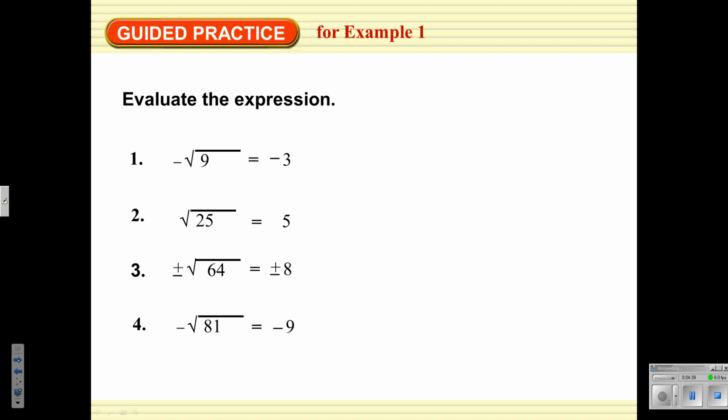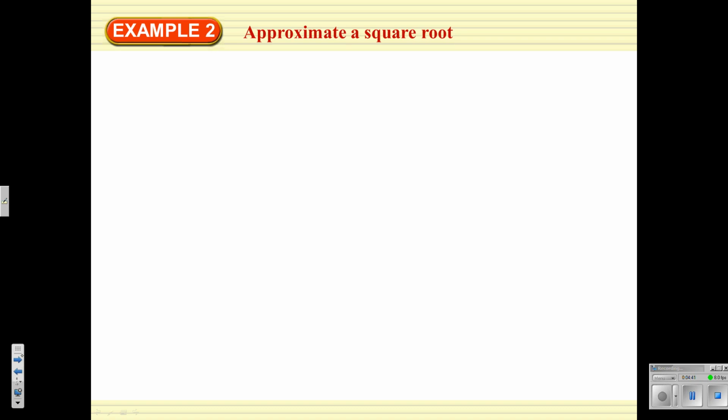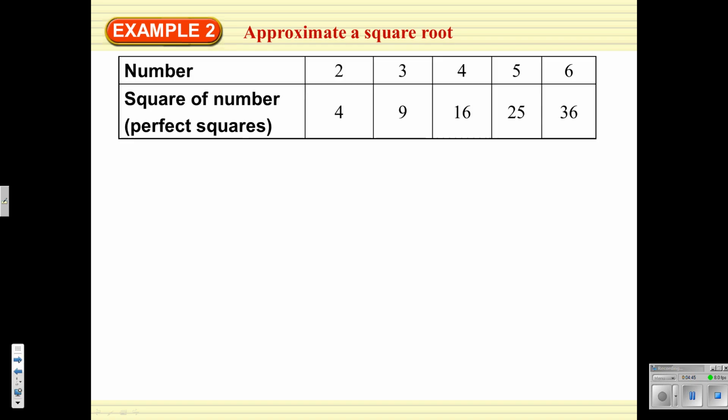Okay, our next example, example 2, approximating or estimating a square root. I'm going to show you a couple things about estimating. But the first thing you need to understand are the perfect squares, those numbers that have perfect square roots.